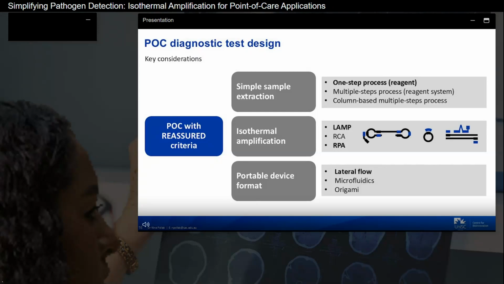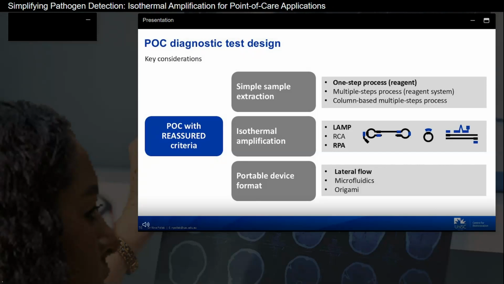For isothermal amplification, I recommend methods like LAMP and RPA, as they offer speed along with high sensitivity and specificity, making them ideal for point-of-care settings. RPA requires a bit more time, however, and is ideal when your starting material is very low. Regarding the portable device format, there are several options to consider. Lateral flow is a very simple format, and thanks to the COVID pandemic, we are all very familiar with its result interpretation.